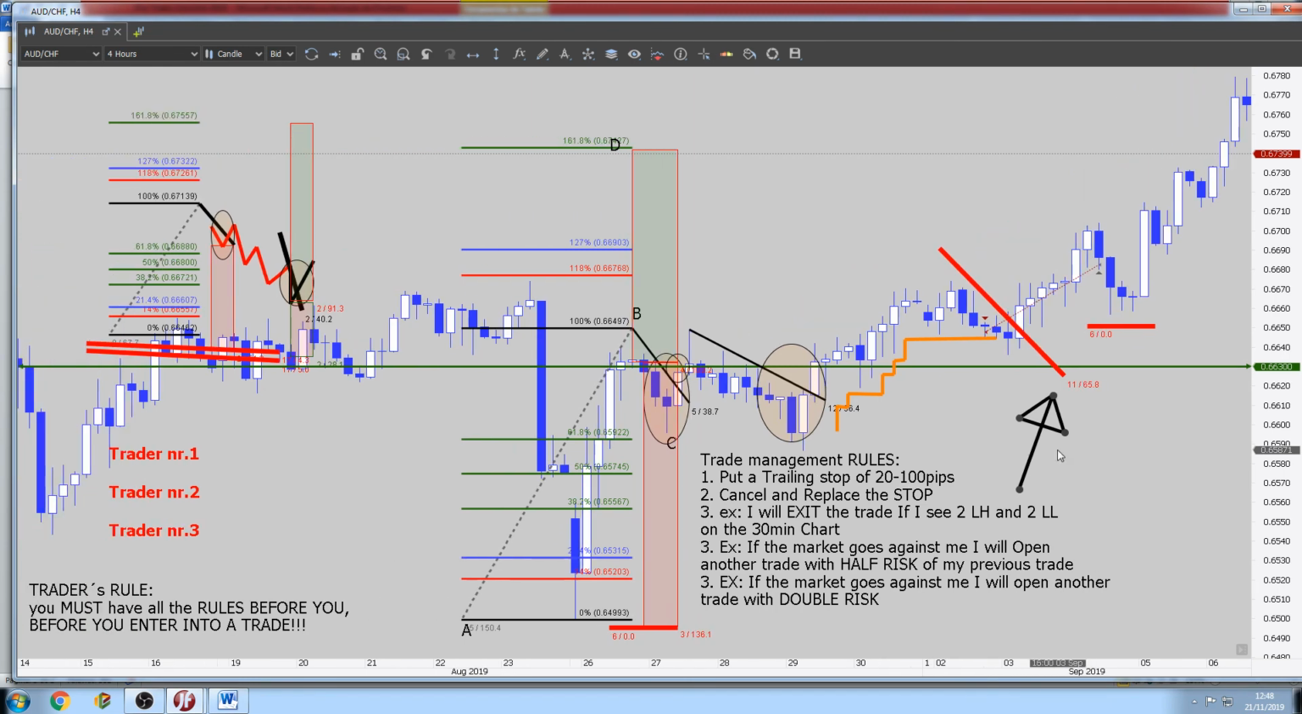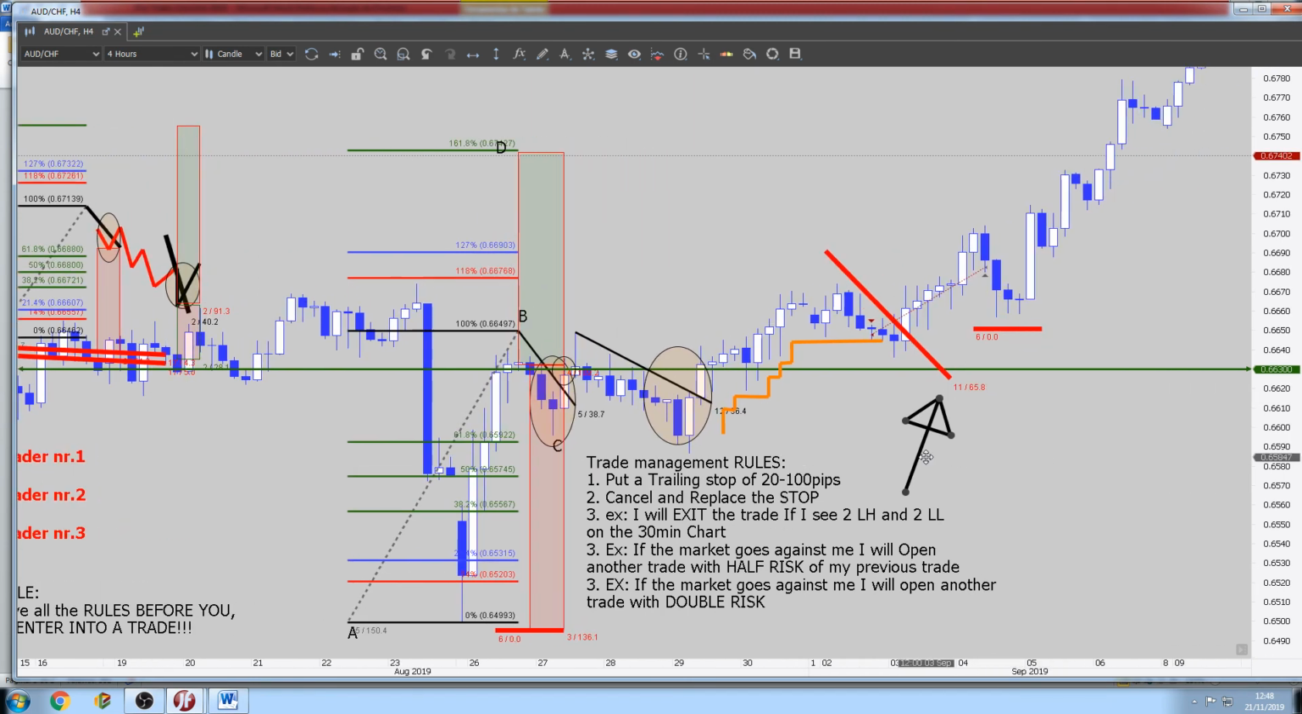Cancel and replace, time to shine. Every time the market makes a new high, you can cancel and replace the stop to the previous low.